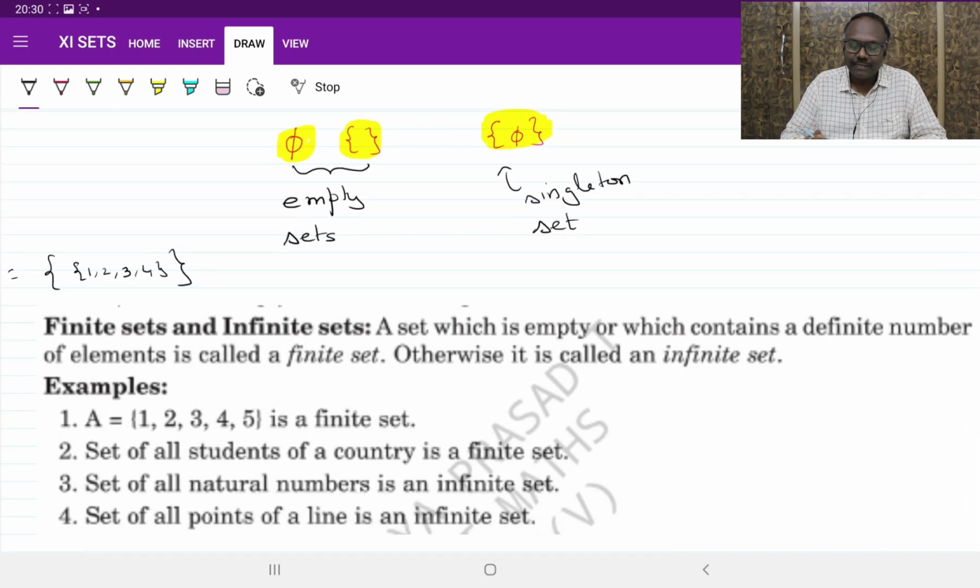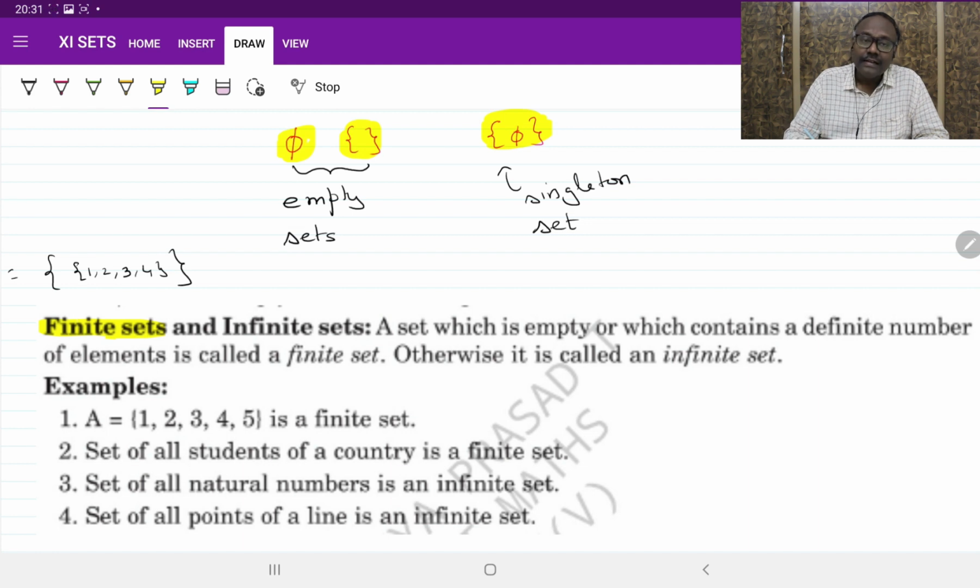The different examples for finite set are set A containing 1, 2, 3, 4, 5. They have limited number of elements or finite number of elements. So set A is equal to {1, 2, 3, 4, 5} is a finite set. I hope you understood what is a finite set. In the finite set, the elements are limited in number or countable number of elements are present.